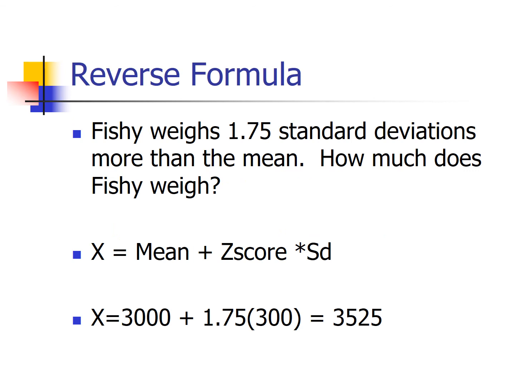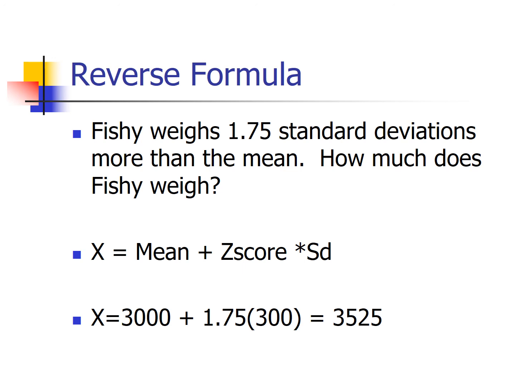Now, occasionally, we might need to reverse that formula. All the examples that we did previous to this, I gave you the walrus's weight, and I asked you to determine their z-score. This is a different question. Here I'm giving you the z-score, and I'm asking you to determine their weight.